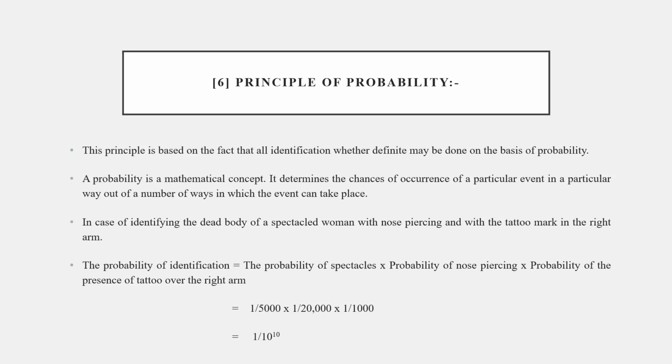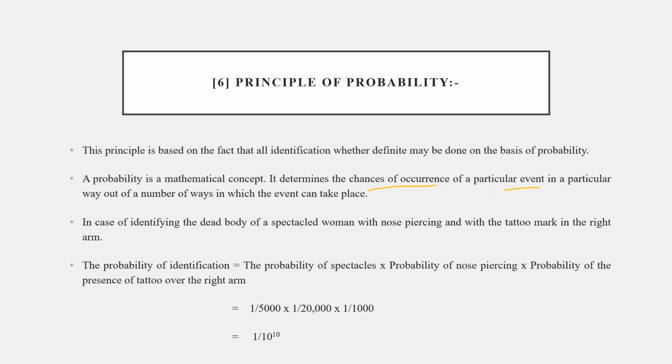Next, we have the principle of probability. This principle is based on the fact that all identification, where definite, may be done on the basis of probability. Probability is a mathematical concept. It determines the chance of occurrence of a particular event in a particular way out of the number of ways in which the event can take place.